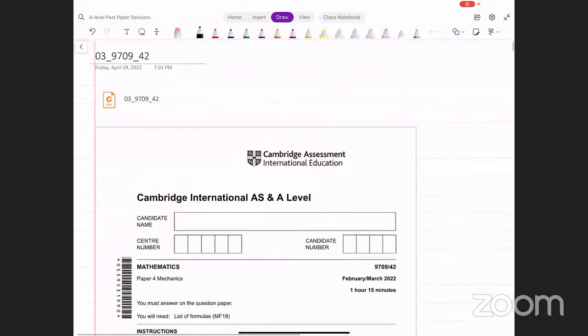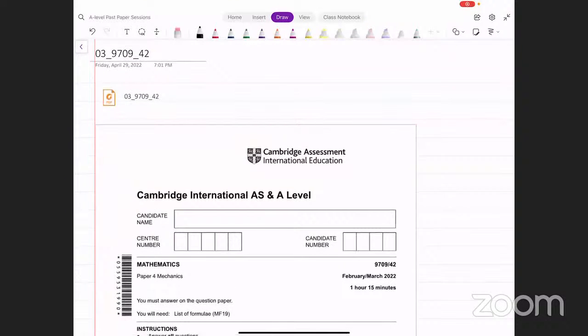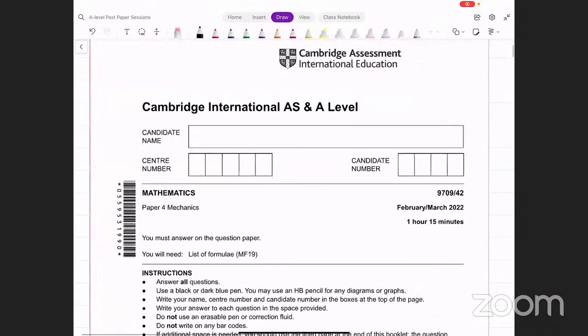So today, in this particular session, we are going to be doing this paper, March 2022, paper 4, variant 2. इसका देखा एक ही variant होता है. इस mechanics का paper हम ये कर रहे हैं इस session के अंदर इंशाल्लाह, ठीक है?